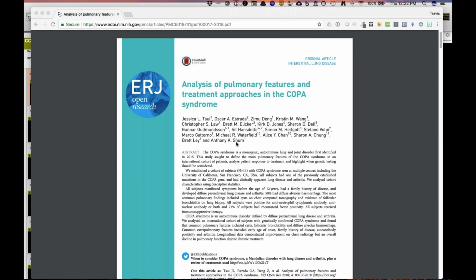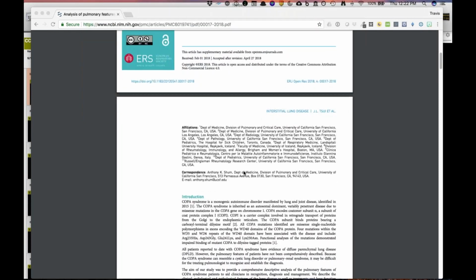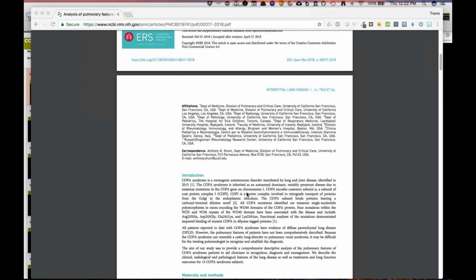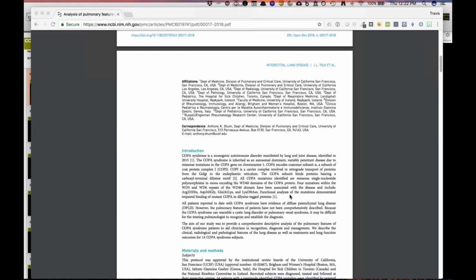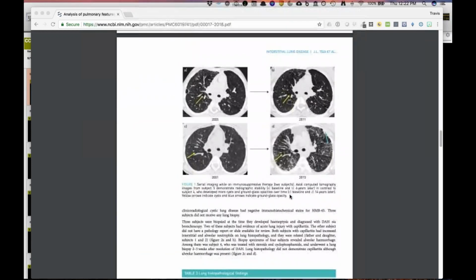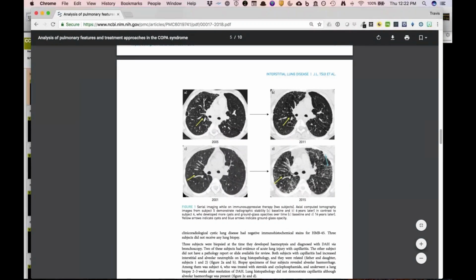So COPA syndrome, so Tony Schum is one of our pulmonologists here, and we've had a few of these cases. It's an autoimmune disorder caused by some sort of mutation with lung and joint disease. And I'll just scroll straight to some of the images, and these look pretty similar to what you see here.